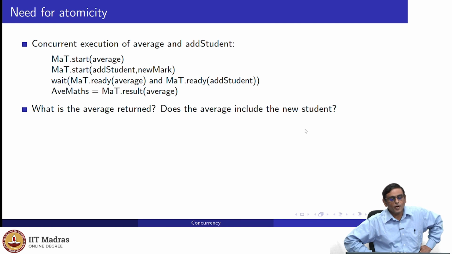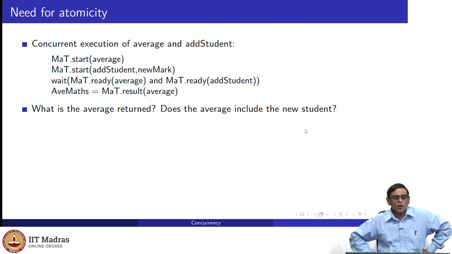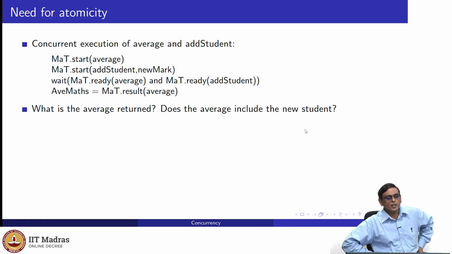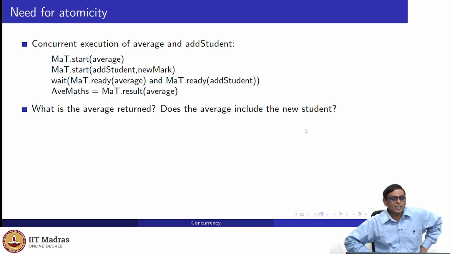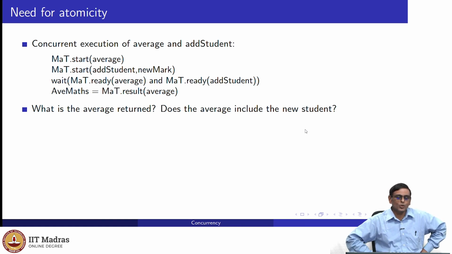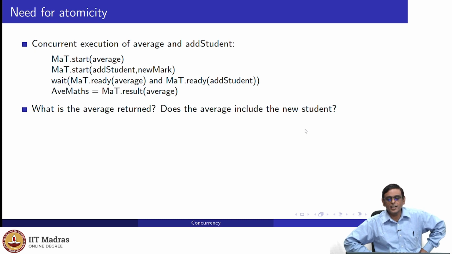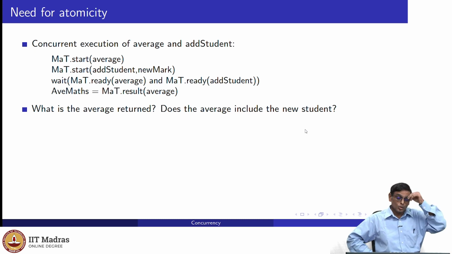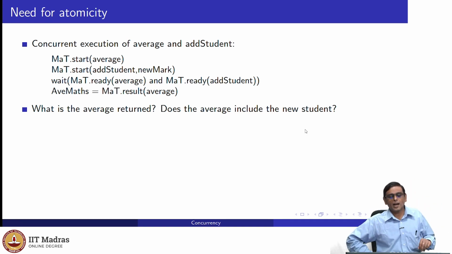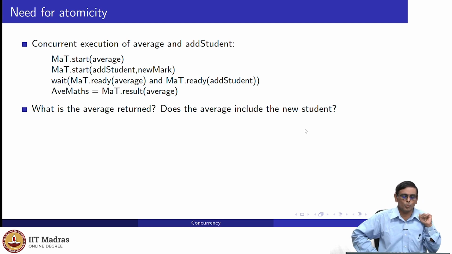In this case, what could happen basically is that you call average and you call add student, let us say, in parallel concurrent execution. We already saw that if you try to do it with a value, ready average and ready add student will basically wait forever. So we took care of that, right? What did we do? We kept a separate flag called average ready and add ready, and we checked for that. And so at least now we know that wait is not looping forever, it will come out of the wait.